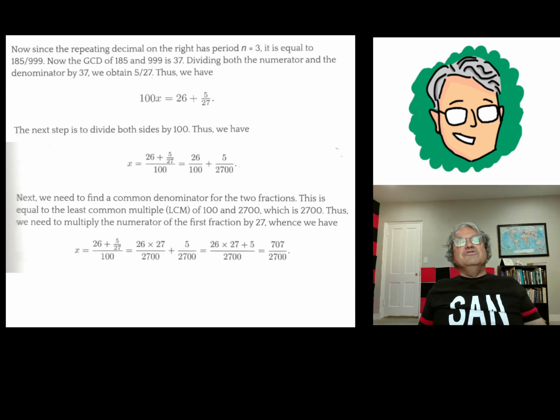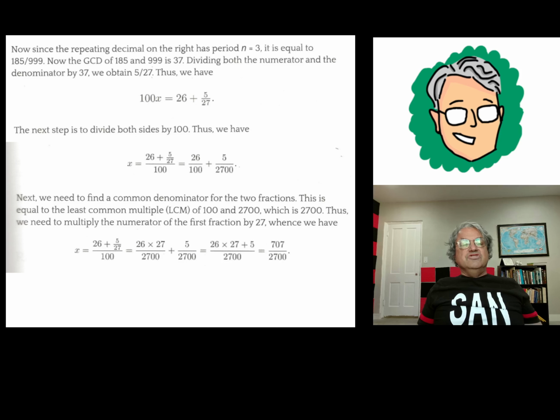So I probably should have gone to this slide here. That's 100x. So now we have to divide the whole thing by 100. We're still not done. Since 100x is 26 plus 5 over 27, that means that x is equal to 26 over 100 plus 5 over 2700. So now we just have to write this over a common denominator. The common denominator is obviously 2700.